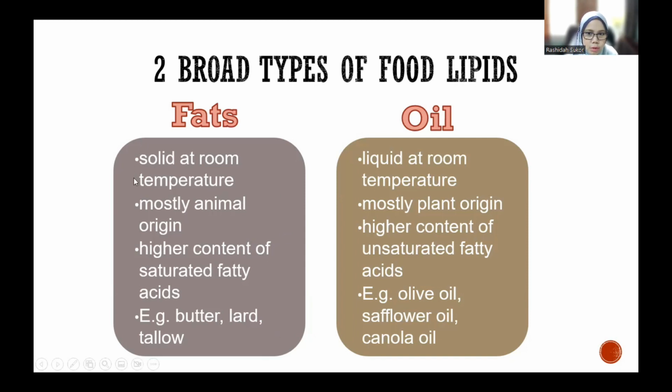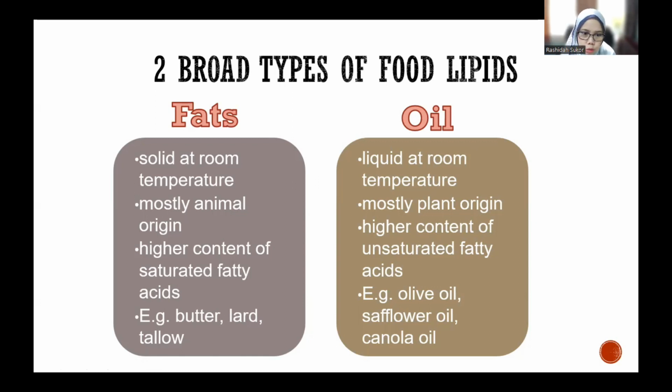Lard, so these types of fats are mostly used in food, for baking, for example. Okay, and then there is another type, which is oil. So when we say oil, we normally refer to fat, to lipids, that is liquid at room temperature, like palm oil, olive oil. Those are liquid at room temperature.